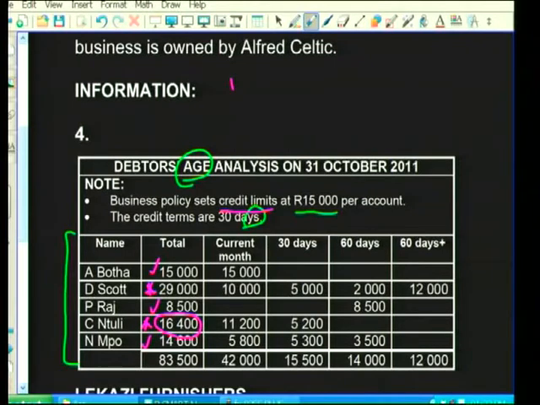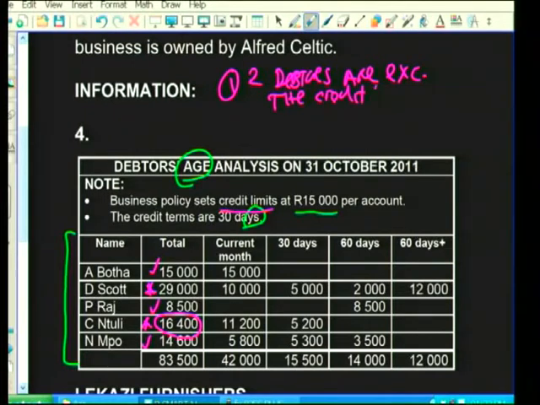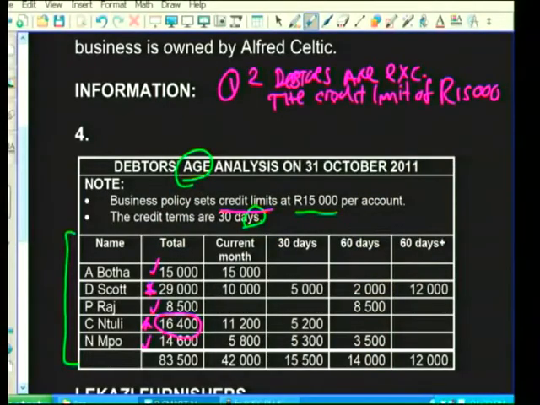So our first answer, and I'm just going to write it up here, is 2 debtors are exceeding the credit limit of 15,000. And remember, people, the question wants you to mention who the 2 debtors are. I'm not going to write it down for you, but the 2 debtors that are exceeding this credit limit is obviously D. Scott. He's the one guy guilty, and then C. and Thuli is the other guy. Okay, so we've identified one reason why he should be upset.